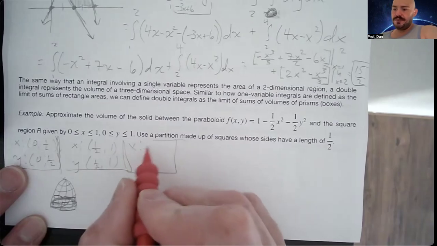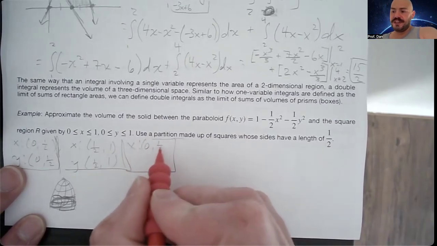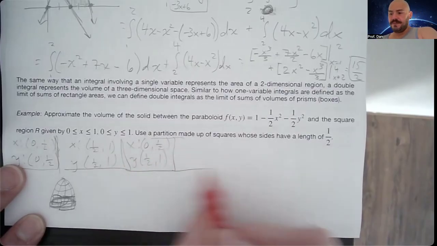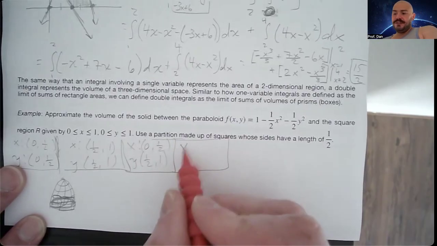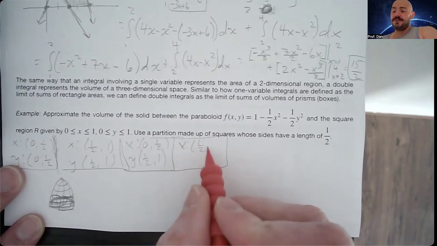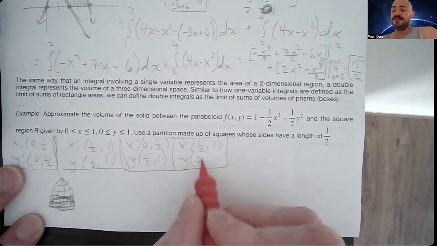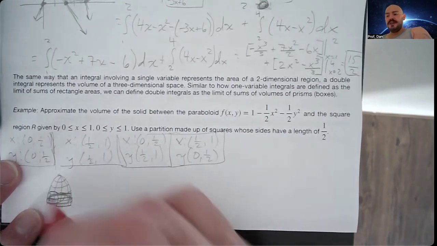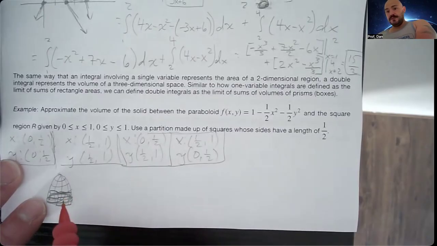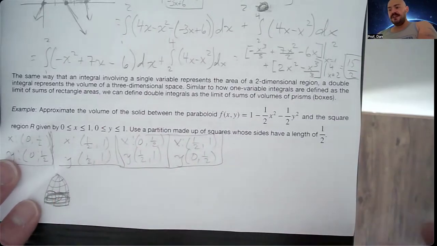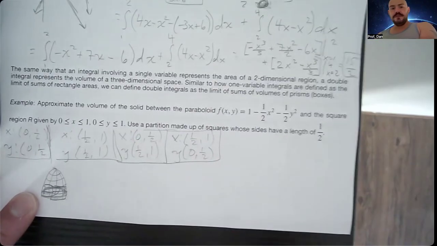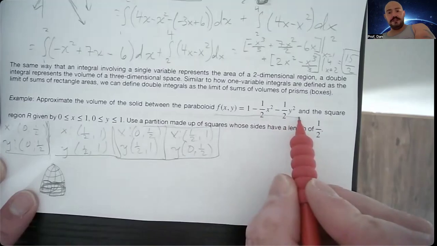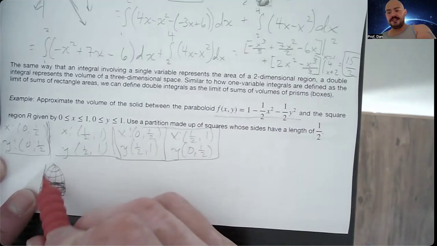I'm also going to have partitions where x goes from 0 to 1/2, but y goes from 1/2 to 1. And likewise, I'll have partitions where x goes from 1/2 to 1 and y goes from 0 to 1/2. Right. That's going to give us those missing two squares there. And where this becomes a box is that we can evaluate the bounds of the z coordinate using the function that we're given here, right? And that's going to give us the height of these boxes.